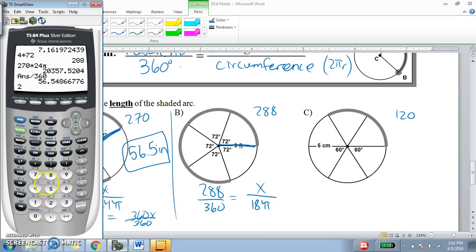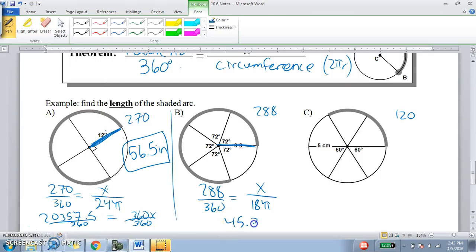288 times 18 pi. We get that number. And then the same thing's going to happen with this one where it equals 360 times x. So we're going to have to divide that by 360 again. So we get about 45.2. And this one is in feet.